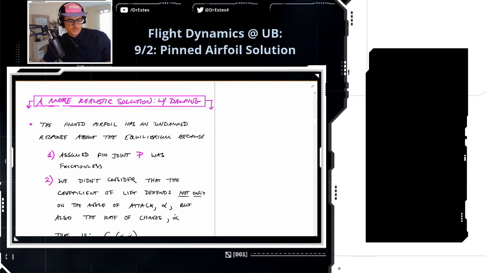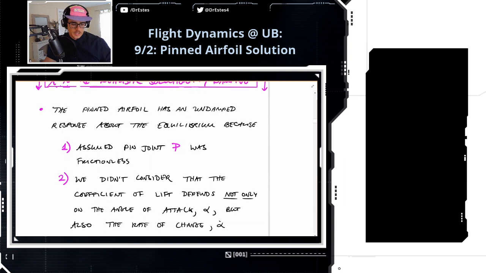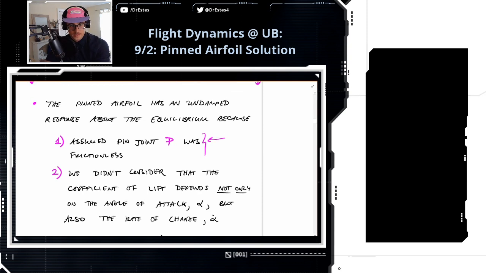Okay, so a more realistic solution would be we have some damping in the system. For any physical system, you're going to have some kind of damping. Well, why did we have an undamped response for our airfoil? It comes back to our assumptions. I mean, probably the most basic that you probably already know. We assumed that the pin joint was frictionless. Well, no joint is purely frictionless. If the airfoil is rotating about it, there's going to be some friction in there. It's going to dissipate energy, and that would damp out the oscillations eventually.